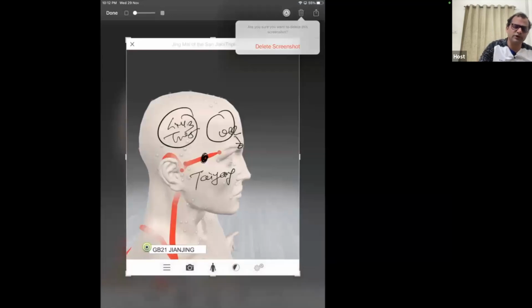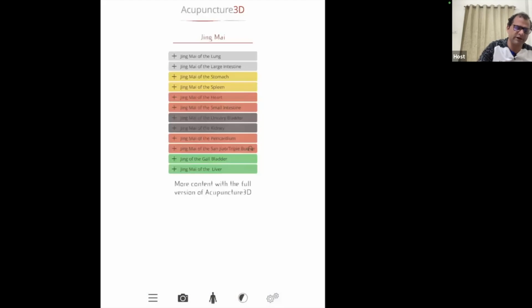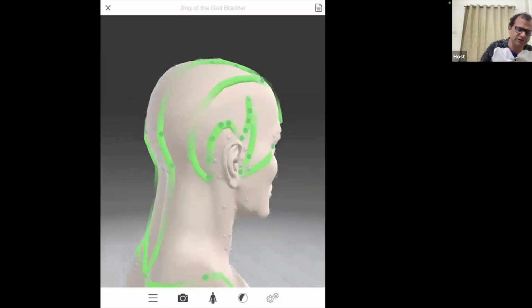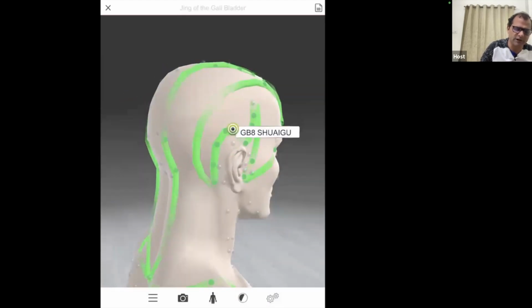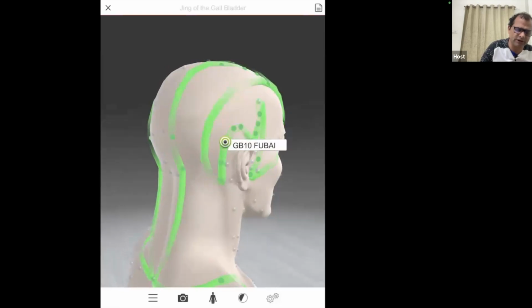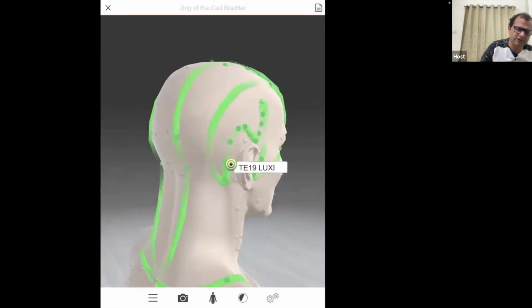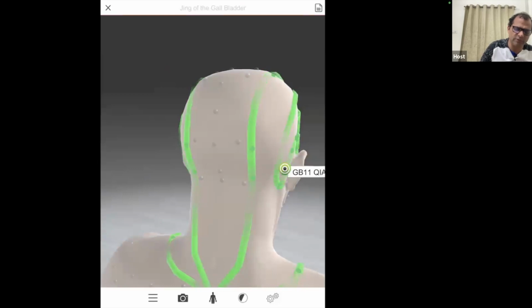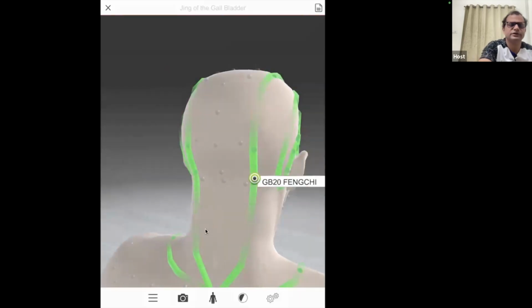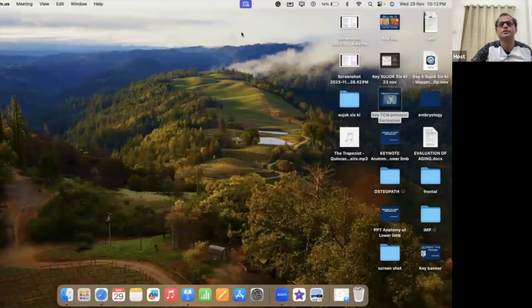We can choose some points from this gallbladder meridian, like gallbladder 8, gallbladder 9, gallbladder 10, gallbladder 11, gallbladder 20. We can sedate some of these points. So this is the protocol. But in this entire protocol, the most important is the 6666 formula.